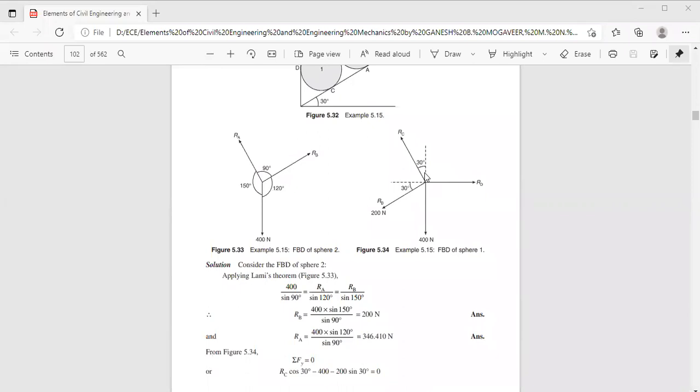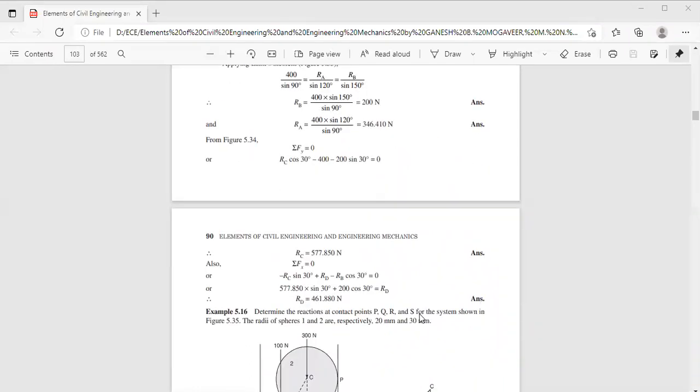Sir, RC value 577.35 Newton, RD 461.88 Newton. Can you see the screenshot? It is there now. See, RC is 577.850. But, huh? RC 577.35. Okay, a small decimal mistake is there. Okay. 577.35 and RD 461.88 Newton. Okay.